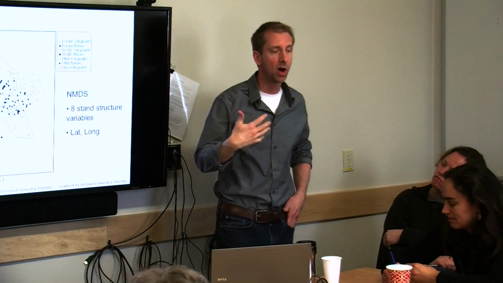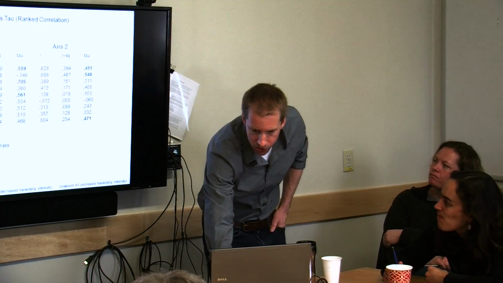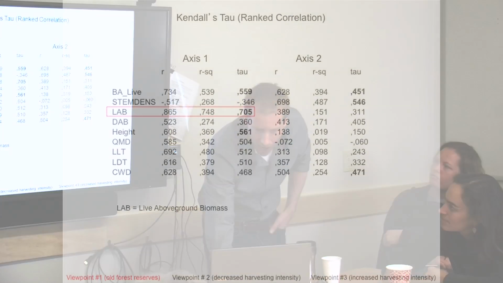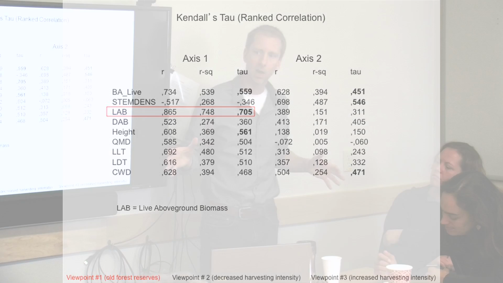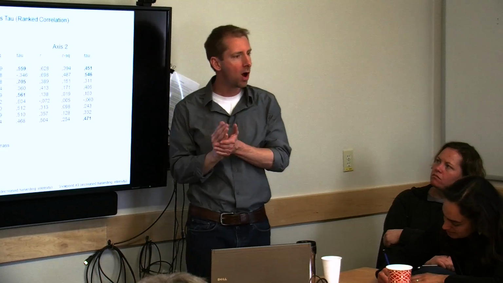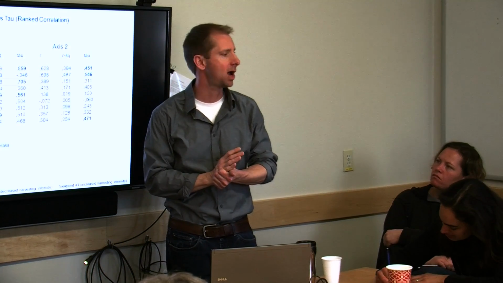So the question is, what explains that commonality? So for that, you need a post hoc analysis. This is a Kendall's tau, where you look at which variables explain that similarity the most strongly. And the variable that floats to the top, that has the highest ranking here, is live above ground biomass. So what this suggests is that despite all that variability globally, the one thing these systems share in common is a really high level of biomass.